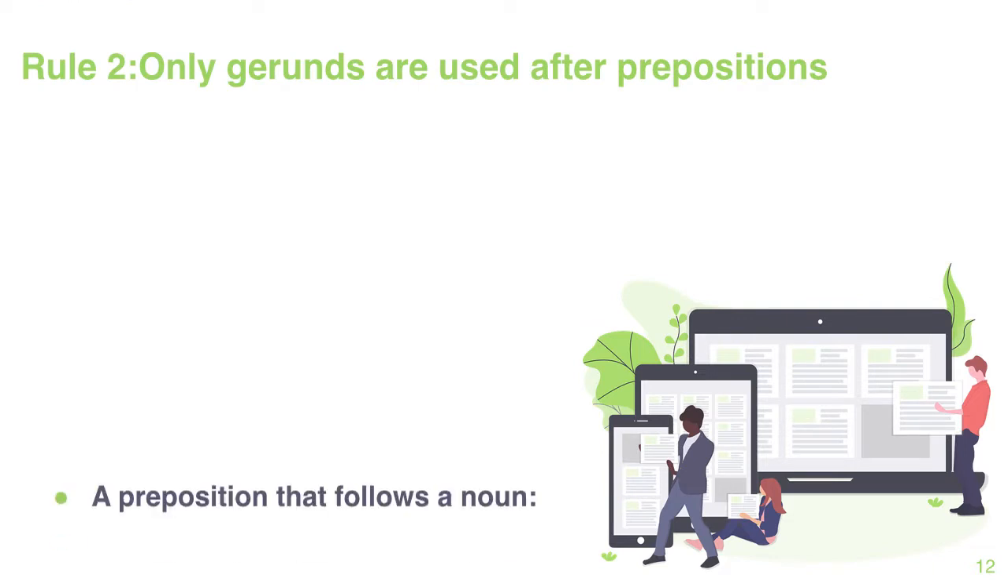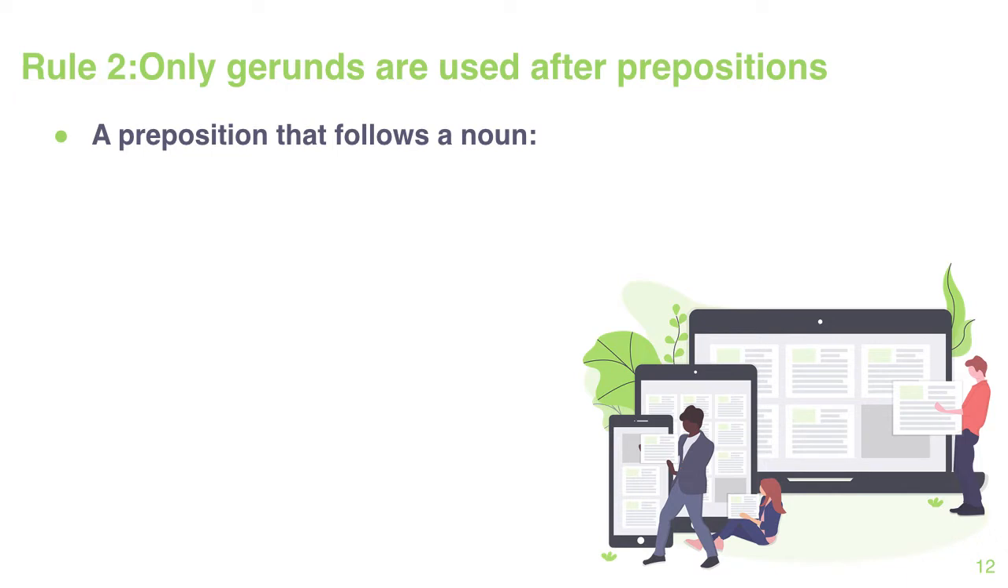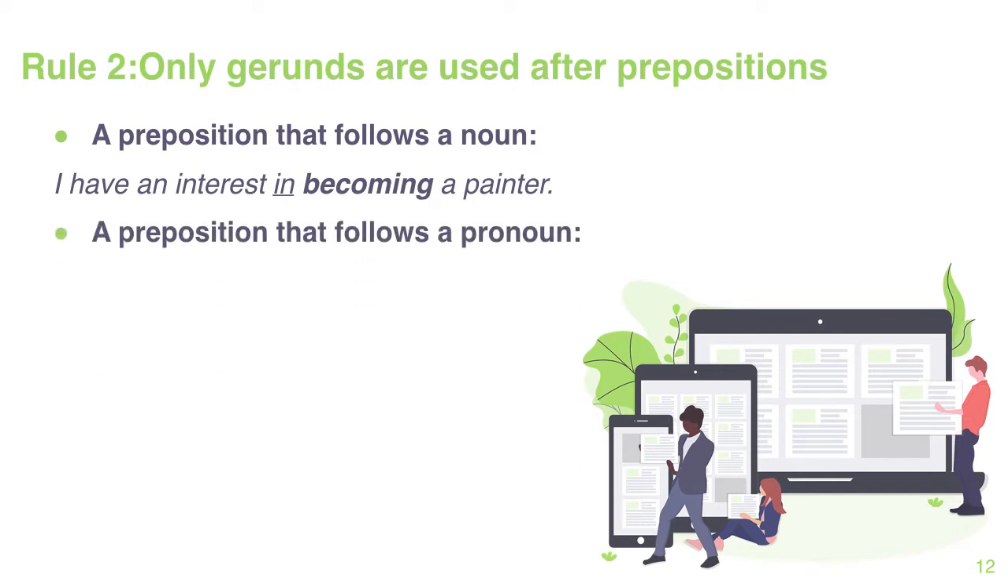Only gerunds are used after prepositions. If we have a preposition that follows a noun, for example, I have an interest in becoming a painter. In this case, we have interest as a noun, and in as the preposition. After in, we use a gerund. Similarly, if we have a preposition that follows a pronoun, for example, I forgive you for not telling the truth. Here, you is a pronoun, for is a preposition. In this case as well, we have to use a gerund after for.